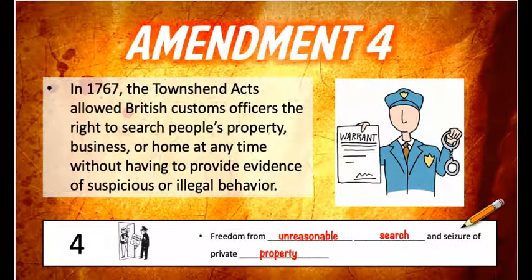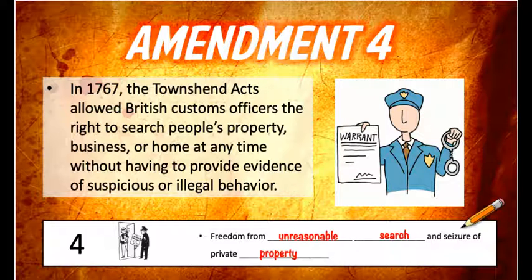if you were to get pulled over for a speeding ticket and the officer says you were driving too fast, now I'm going to search your entire car, open your trunk. Does he have a reason to be able to open your trunk? No? Well, then, under Amendment 4, you are protected from unreasonable search and seizure. Okay? People can't just come take your property without providing any evidence of suspicious or illegal behavior.